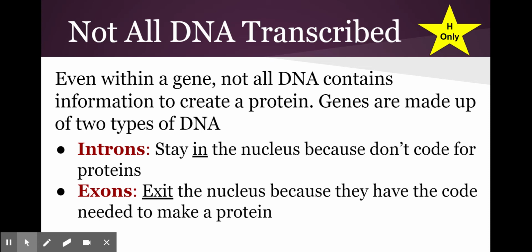However, it's not done yet. What's then going to happen is what's known as RNA splicing, meaning this RNA strand is going to get chopped up into sections, and some of those sections are called introns. Introns are the non-used pieces. They're going to stay inside the nucleus. They're not going to be used to code for the protein. It's only the exons, the pieces that exit the nucleus and head to the ribosome, that actually get used.